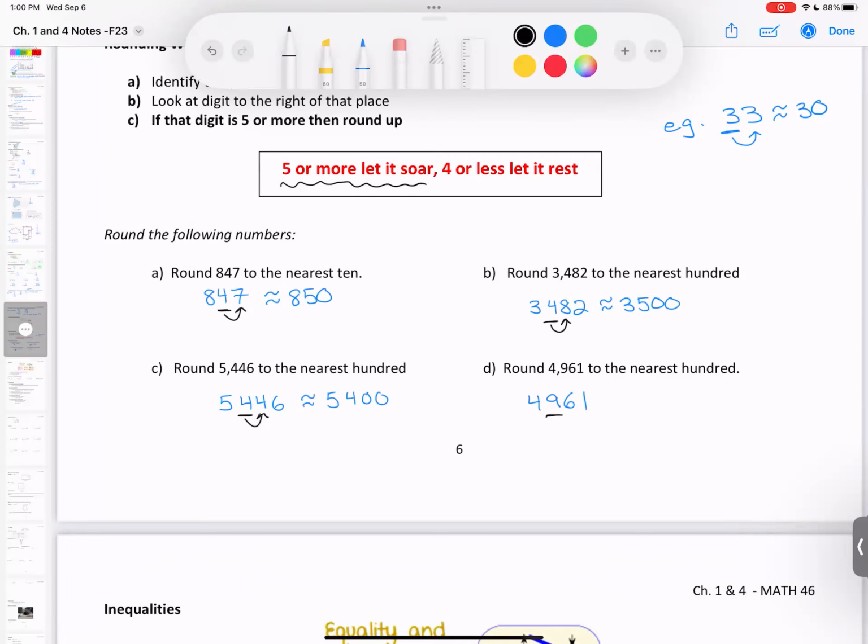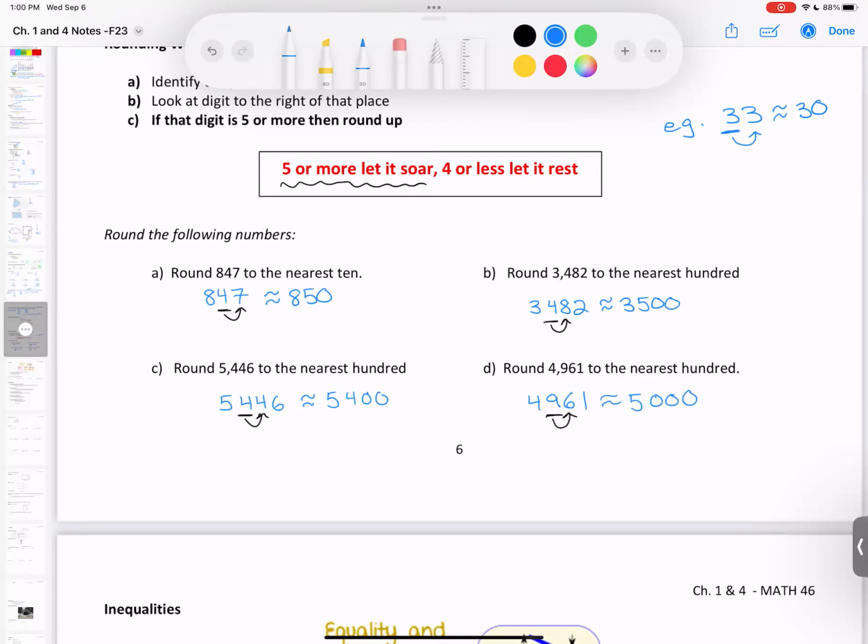This one's a bit trickier. We're going to look to the digit to the right. It's 5 or more, so we know we're going up. So that means the position we underlined, we want to go up 1, but it's already at 9. So that means we're going to have to bring that to 5,000.